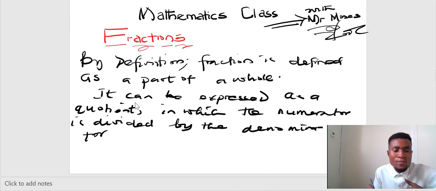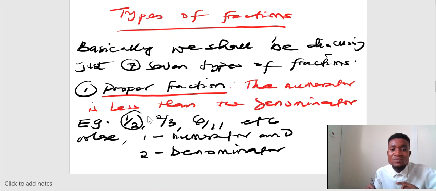So we said that fractions are part of a whole. When we talk about a fraction, we simply said a fraction is a part of a whole. And we said that it can be expressed as a quotient. Quotient means division. We're talking about division, right? In which the numerator is divided by what? The denominator. And we went ahead to talk about basically 7 types of fraction.